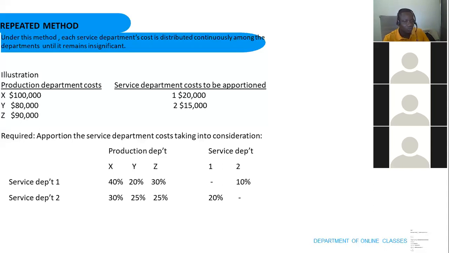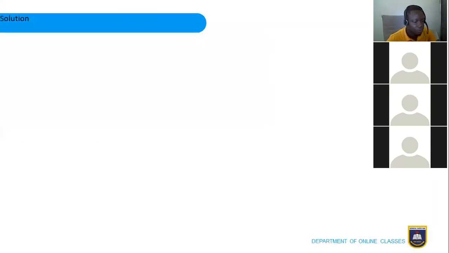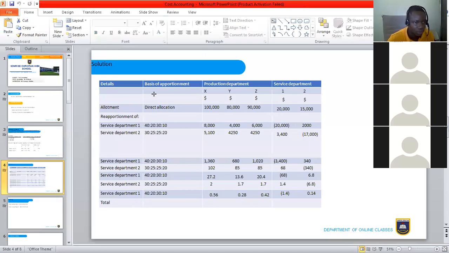So from the solution provided, from the illustration, you realize that we had 3 production departments and 2 service departments. Then we've been given how the reapportionment should be done. We've been given some percentages to help us reapportion service department costs. So right from here, move on to our solution. And this is how the solution looked.